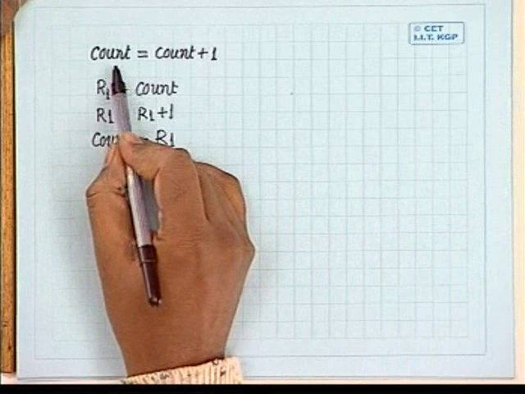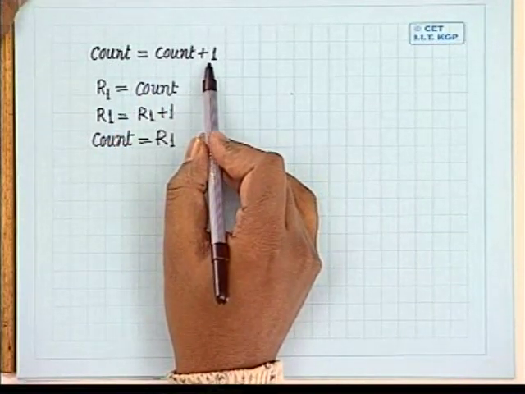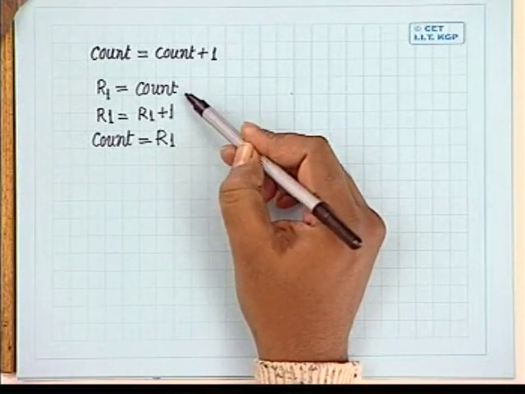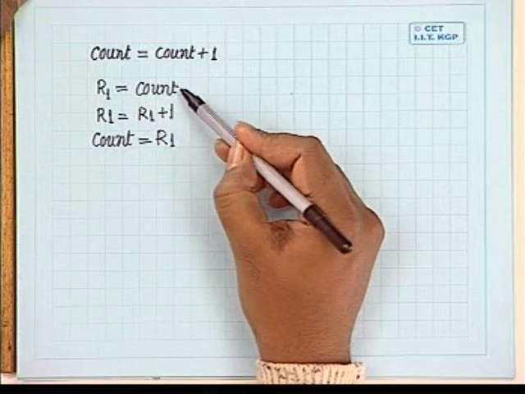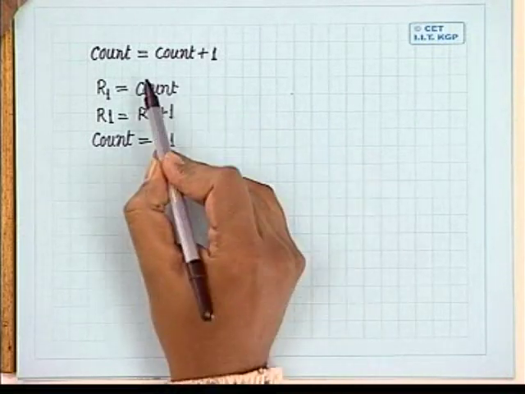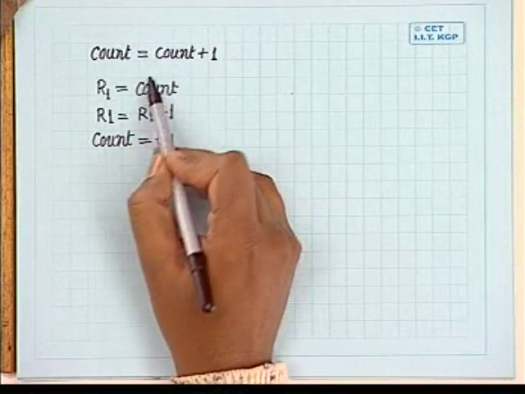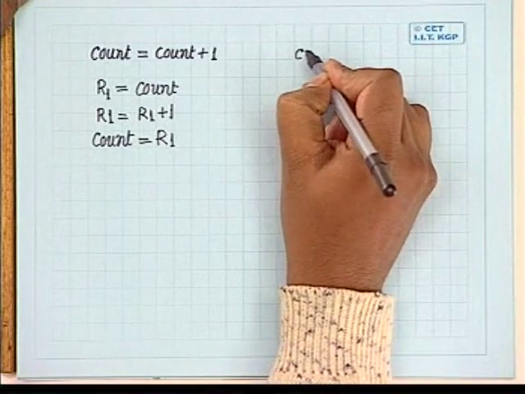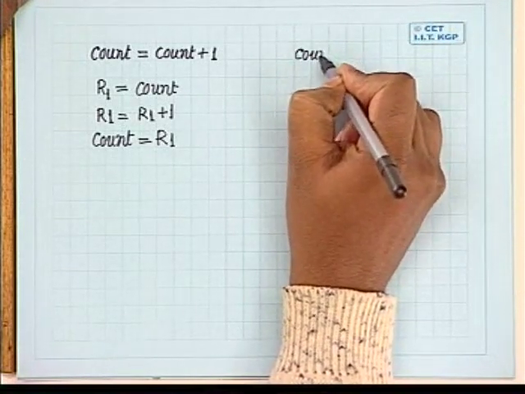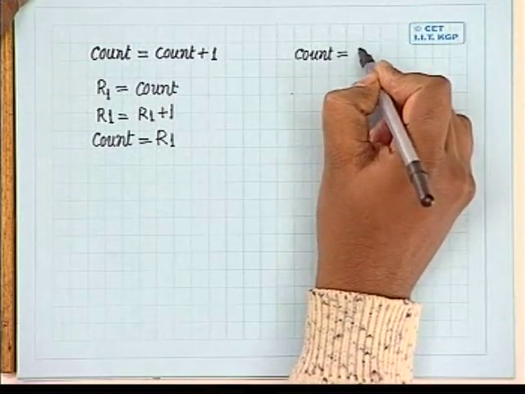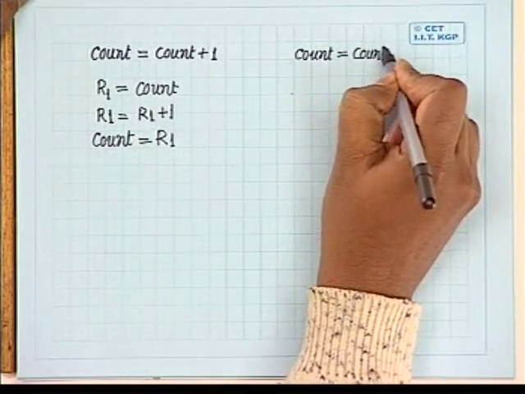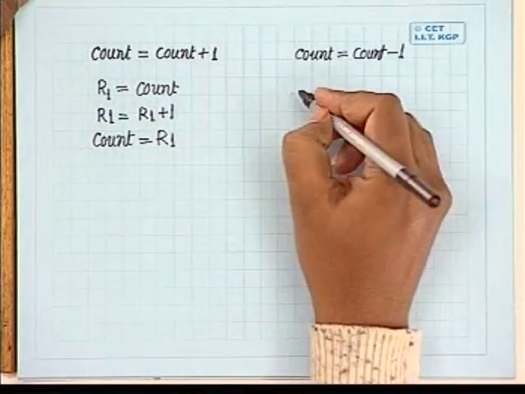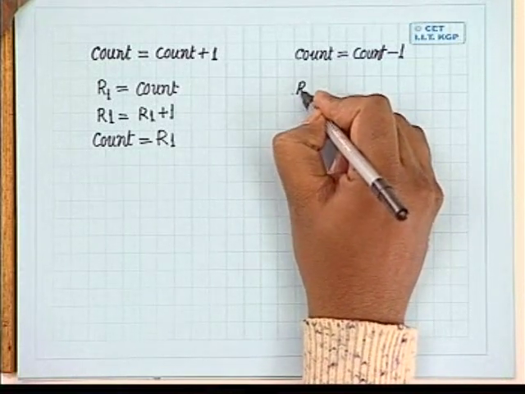Okay. So this simple high level language statement of count equal to count plus 1 is now broken into these three assembly language statements, and when these three assembly language statements are executed in this sequence, then only I have incrementation of variable count by 1. Similarly, the decrement operation count equal to count minus 1, which is performed by the consumer process, will be similarly broken into a number of assembly language statements.